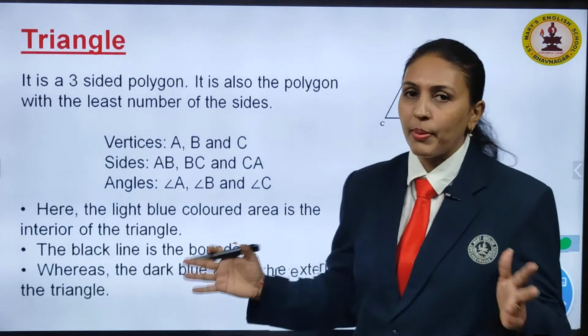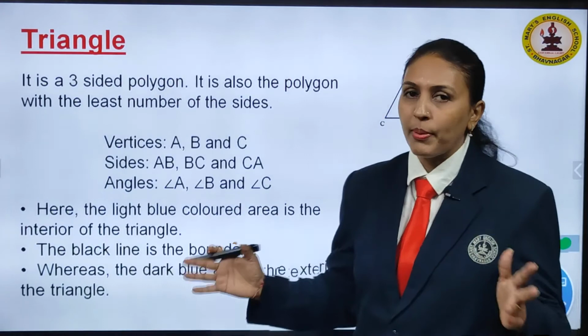Now, children, the next thing to learn is quadrilaterals. A quadrilateral is also a polygon, but it has 4 sides. So, a quadrilateral is a 4-sided polygon. As per the definition of a polygon, it is a closed figure made up of only line segments, with the 4 sides 1, 2, 3 and 4. So, a quadrilateral has 4 sides, 4 vertices and 4 angles. You can say the 4 sides are AB, BC, CD and DA. They are the 4 sides.